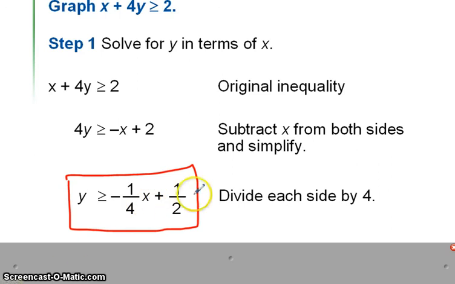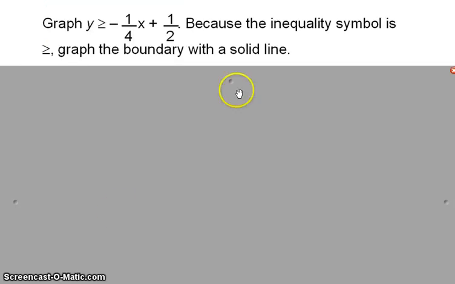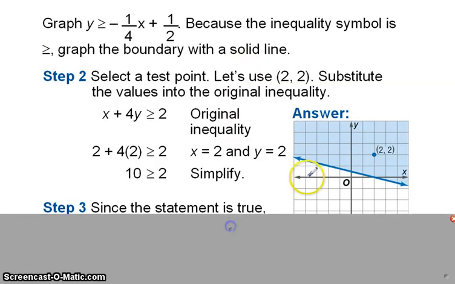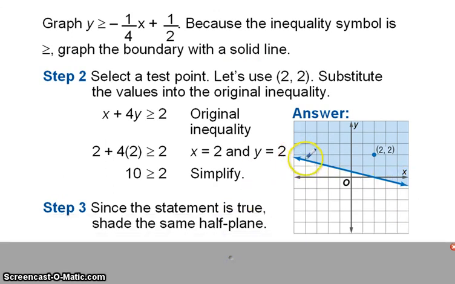Okay. So our first point is going to be at 1/2. Then what we're going to do is go down 1 and over 4 from that point. Okay. So here's our line. Now notice this time that your line is solid. It's a solid line because it's equal to that. Again, we're at 1/2, and we're going to go down 1 over 4. 1, 2, 3, 4. Here's our point. Or we can go up 1 and over 4. 1, 2, 3, 4.